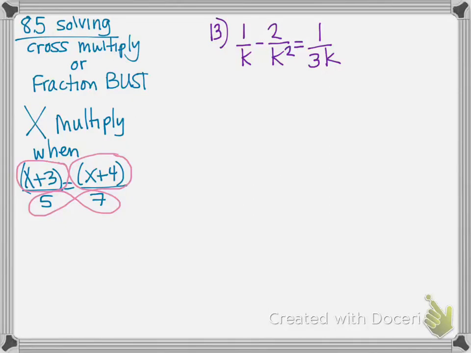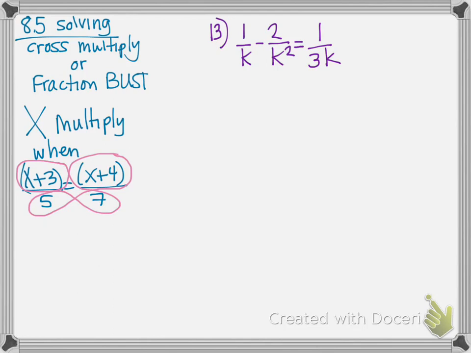This is the last section that we're working on for the quiz and for the test. 8.5 is solving rational expressions. So you can either cross multiply to solve these or something we call fraction busters. So the problem on the quiz was not a cross multiply.